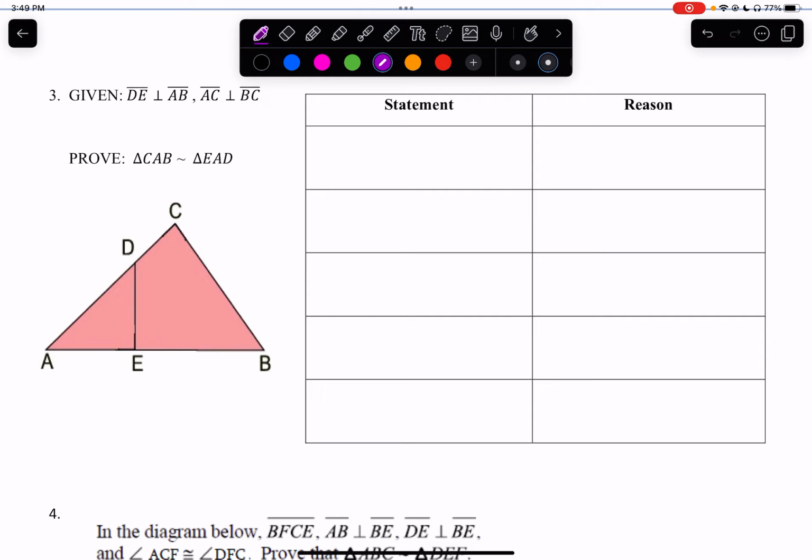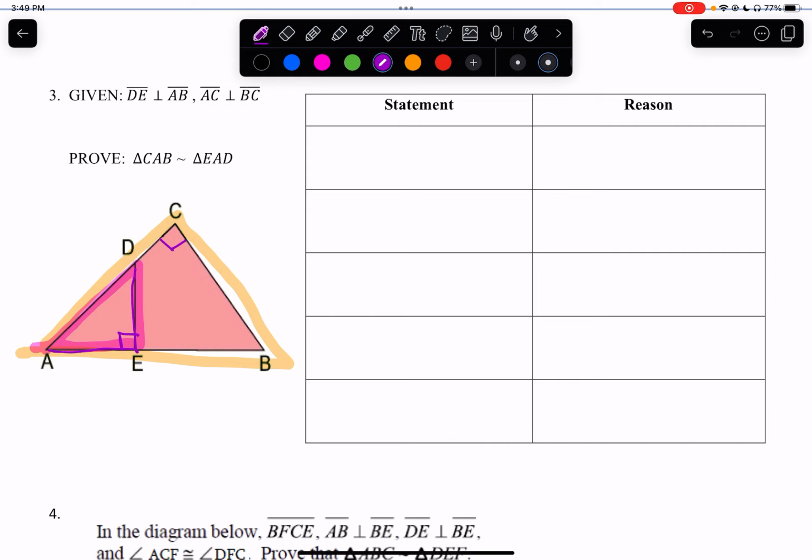So again, we're going to look at our triangles. I have AED as the top and ACB as the bottom. I'm given a pair of perpendicular lines. DE is perpendicular to AB, so I have a right angle here. And AC is perpendicular to BC, so I have a right angle here.